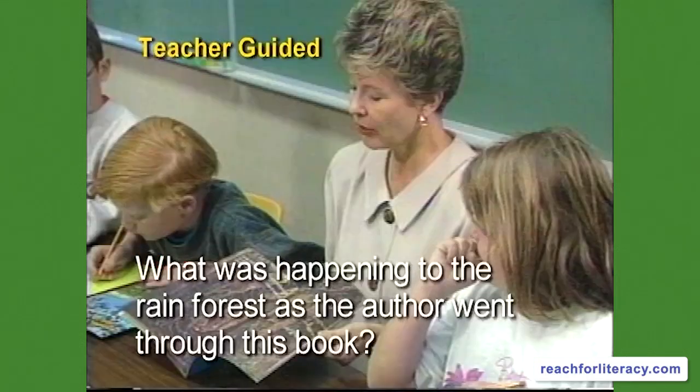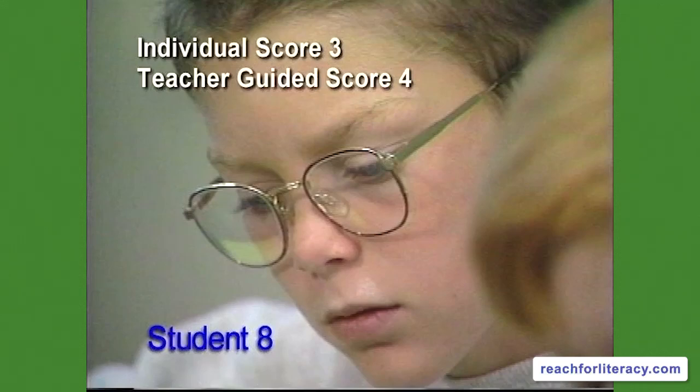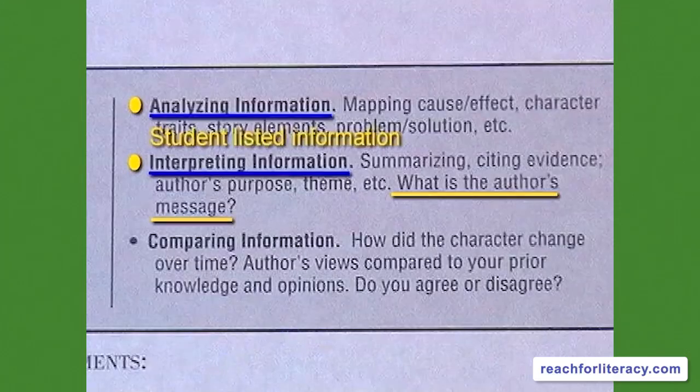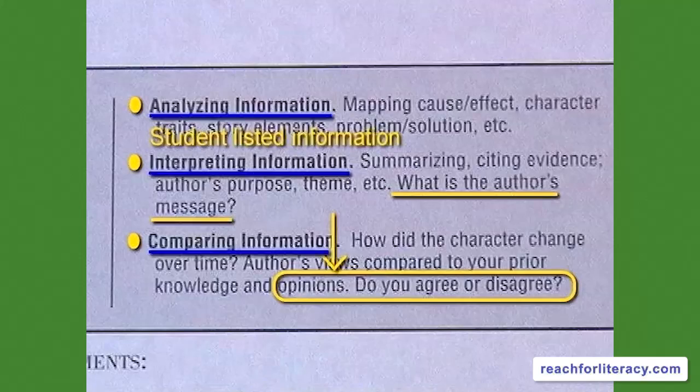3. The trainer coach asked what was happening to the rainforest as the author went through this book. Student 8 responded, it was changing. On the very last page, Student 8 responded, that's what he thought it was going to change into. Using the critical thinking taxonomy in the middle of the lesson plan, the trainer coach asked students to move beyond analysis and interpretation to stating their opinions about future possibilities of the rainforest.